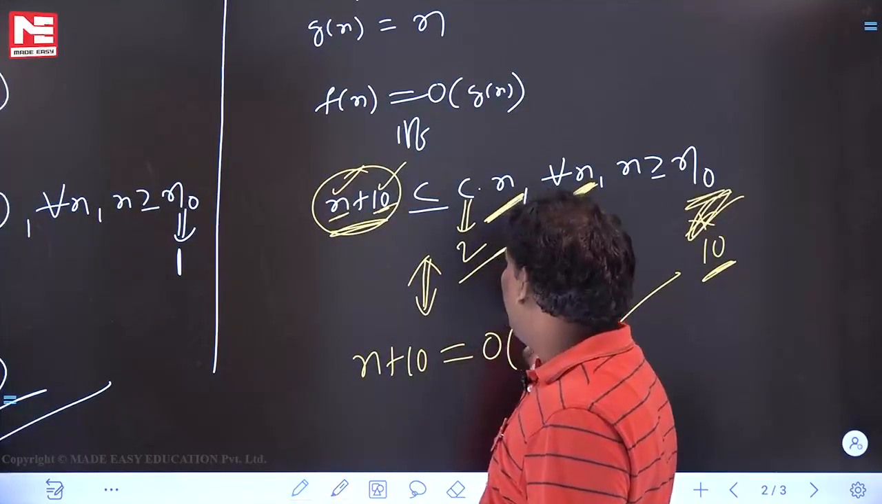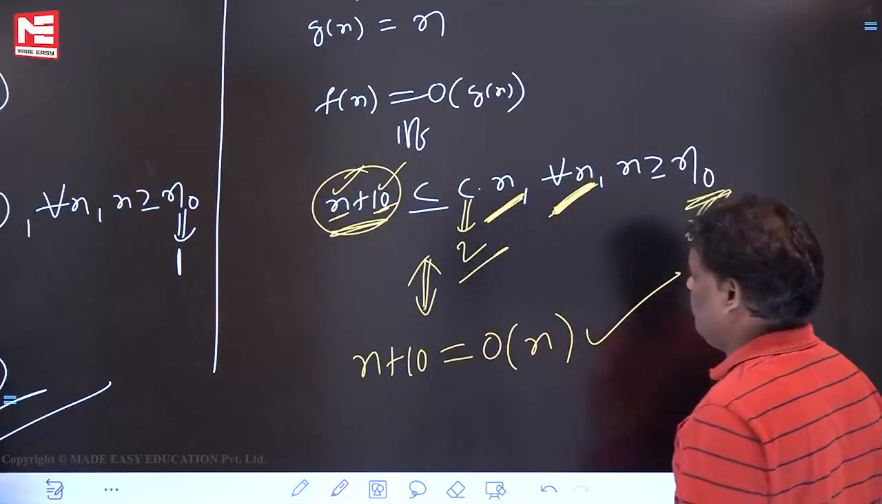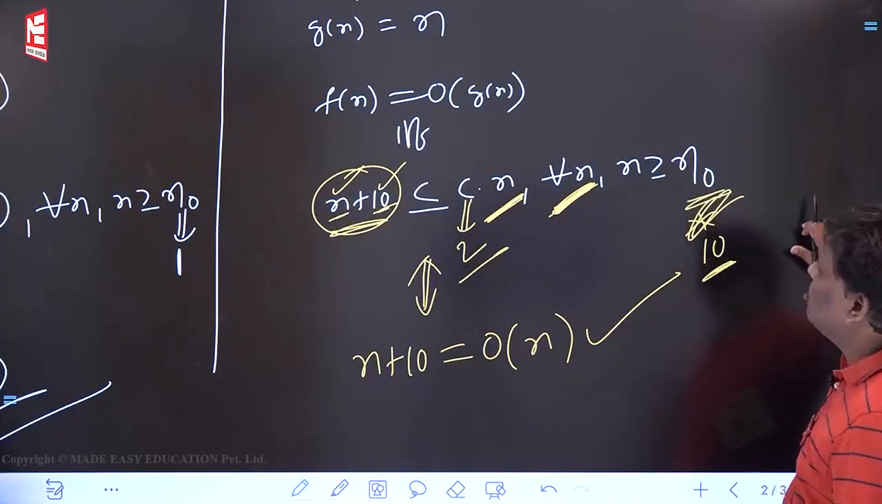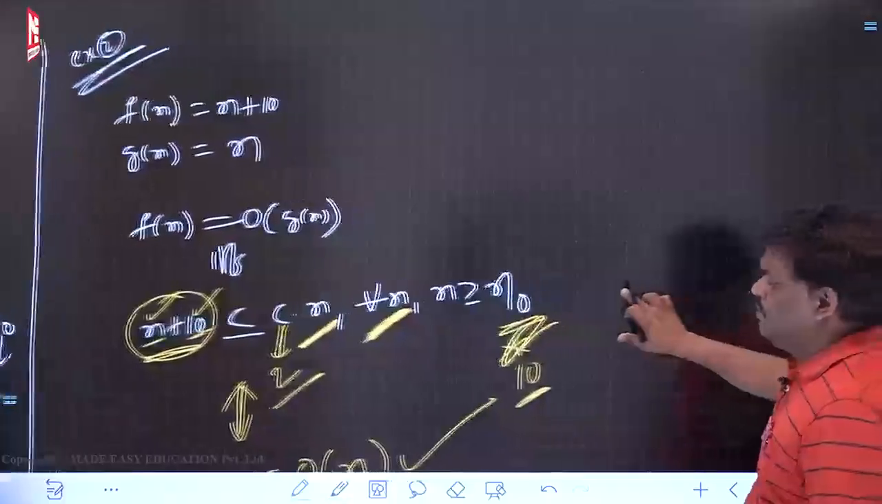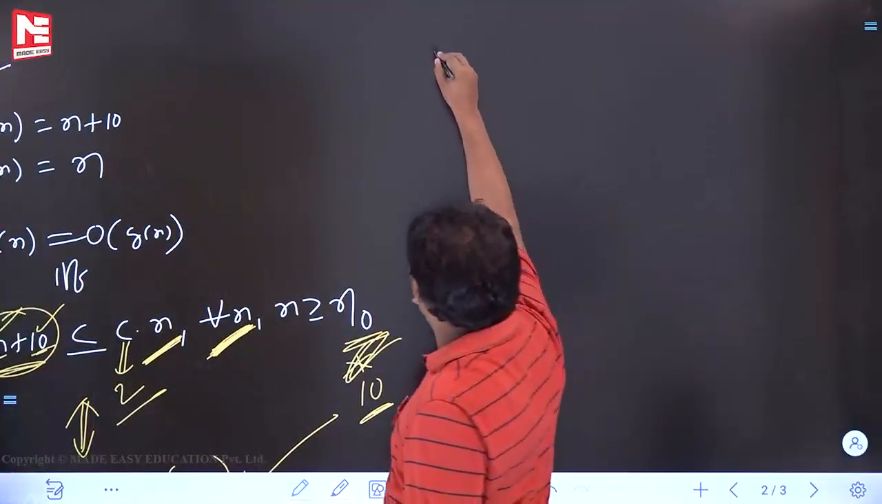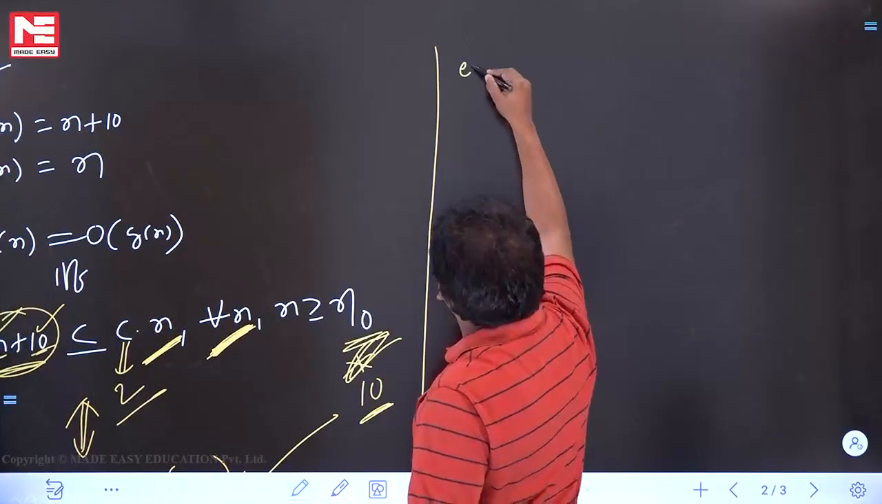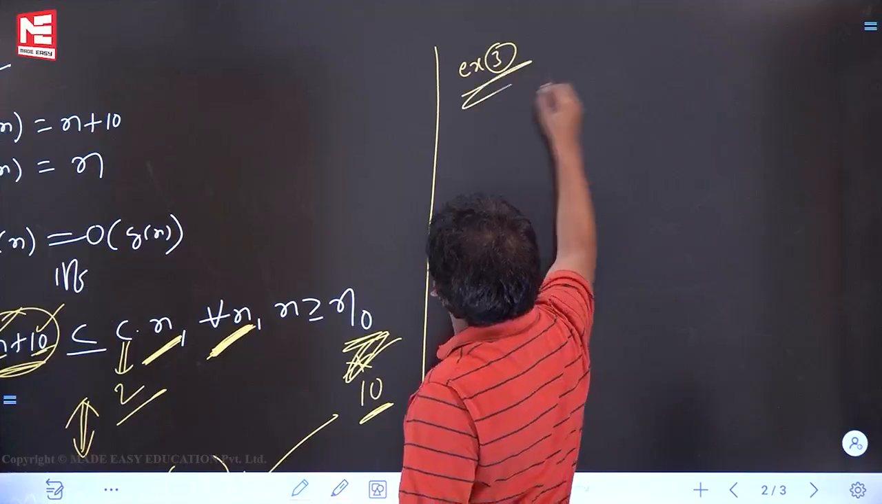So, if you can prove that big O is satisfied, I am thinking that you are almost okay. Let's see one more example. Example 2 over, let's see example 3. See example 3 also.